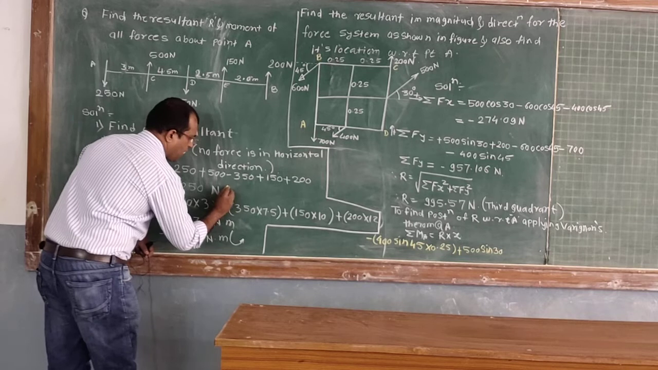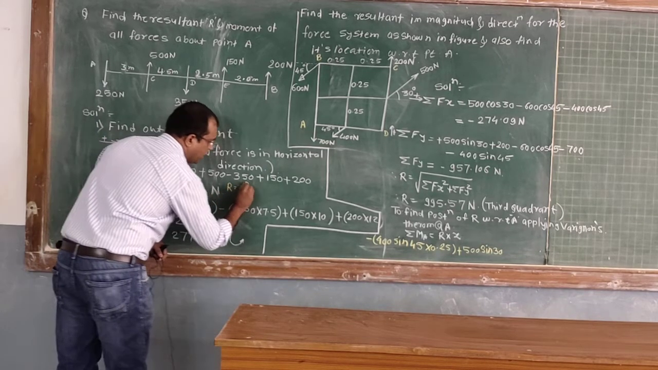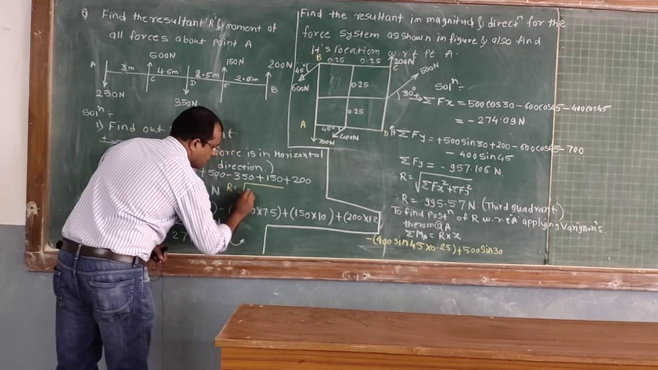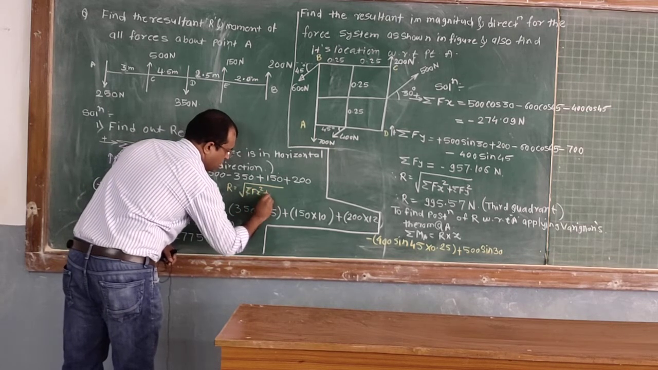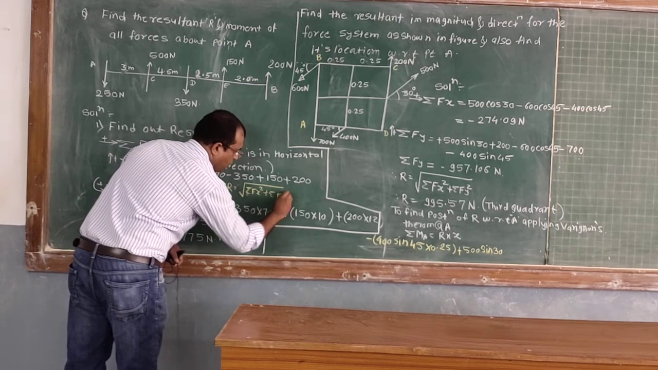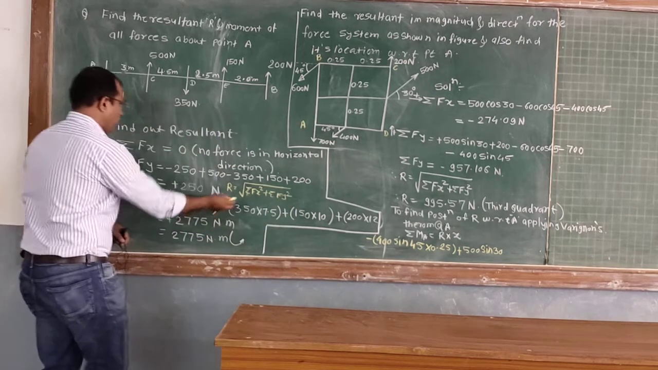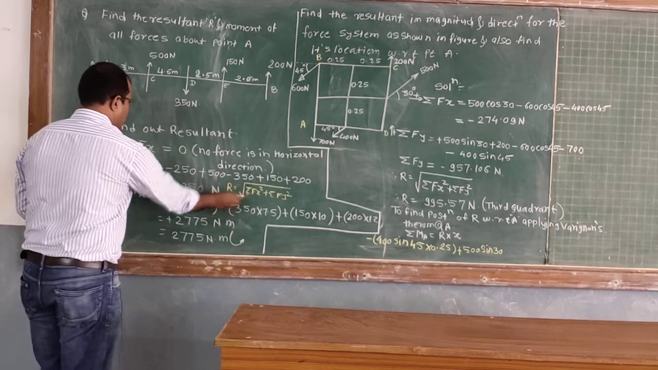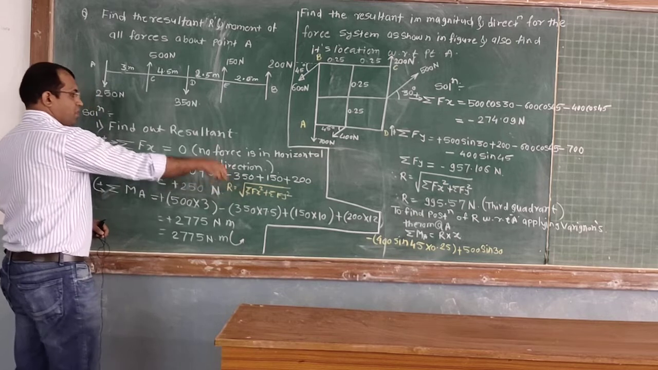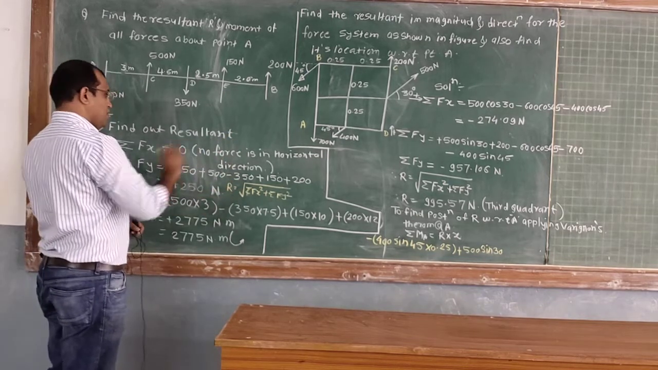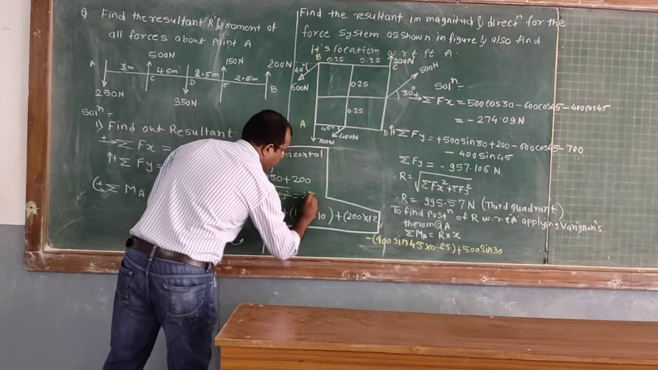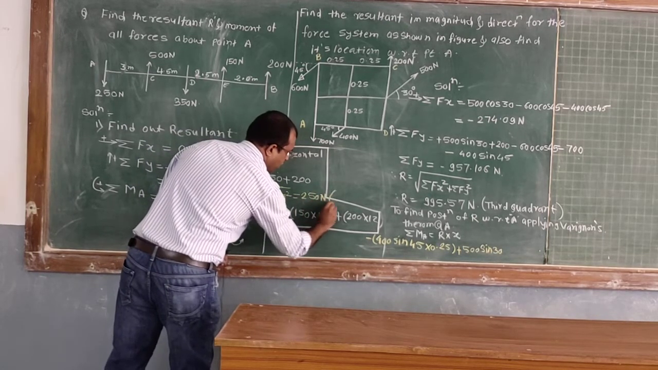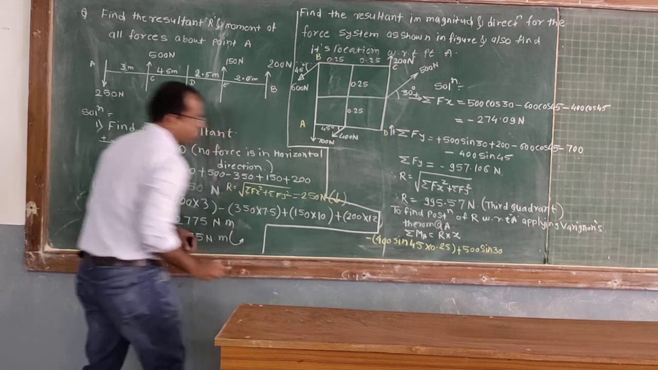We have the formula. R is equal to the square root of summation of F of x squared plus summation of F of y squared. So substitute the values over here. Summation of F of x is 0 and summation of F of y squared is 250 squared. Square and square root get cancelled. So you will get the value of R as 250 Newton, and it is in the vertically downward direction.